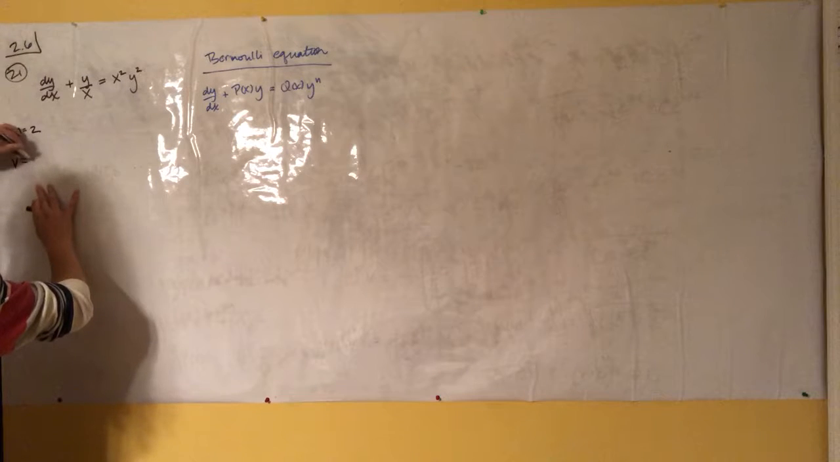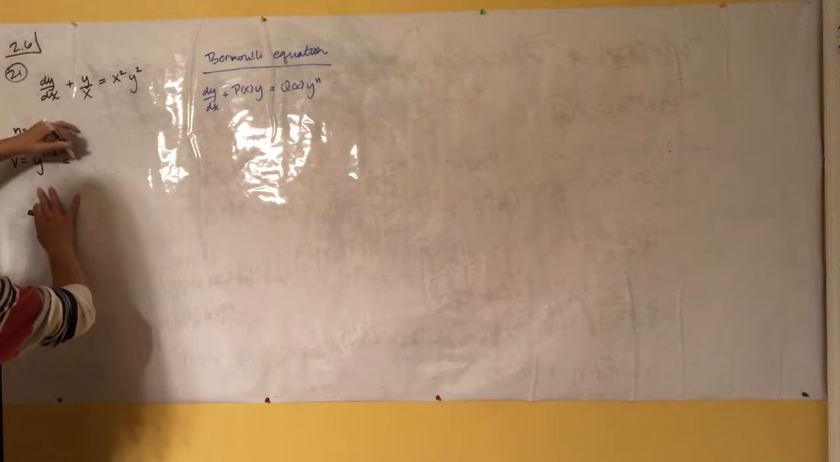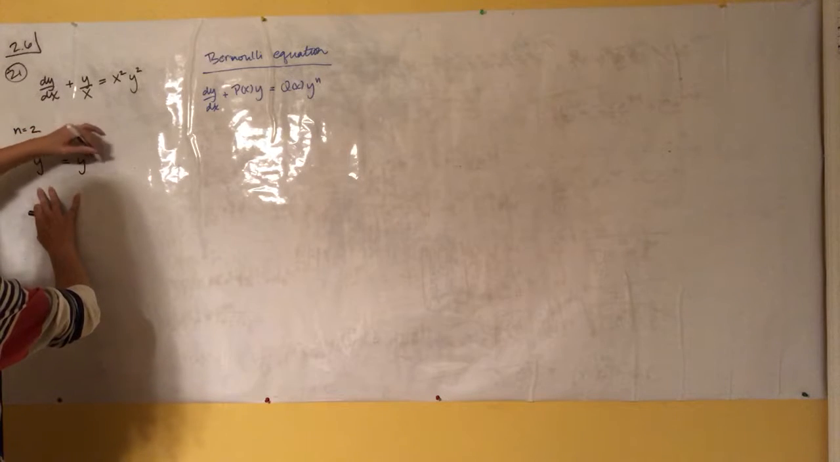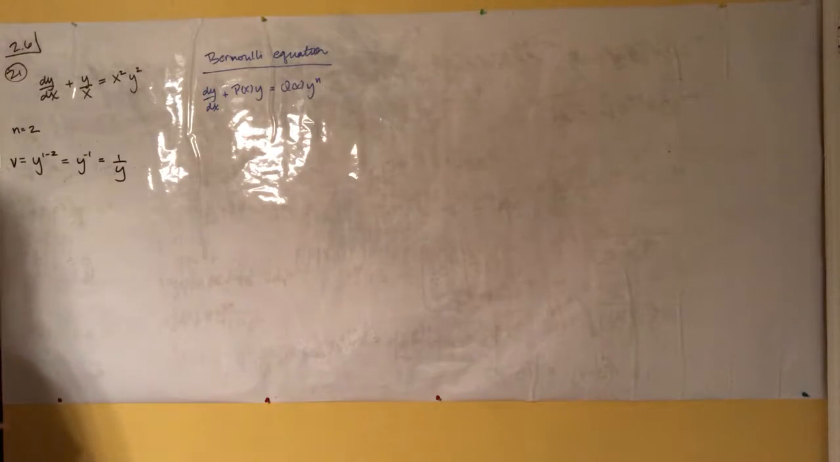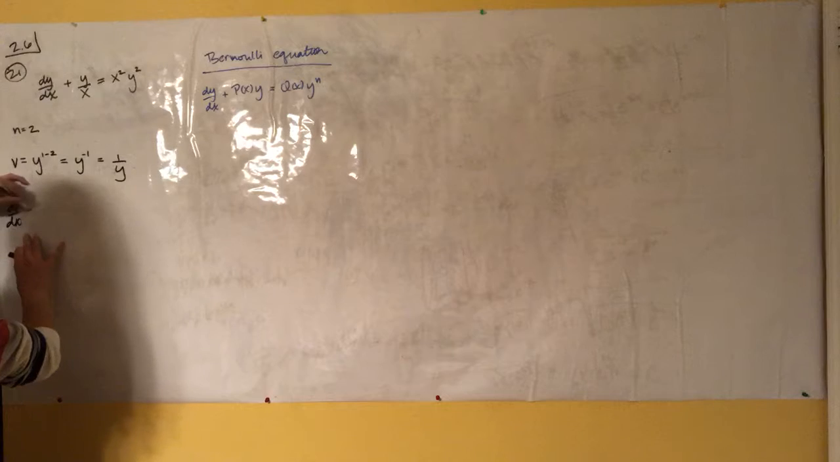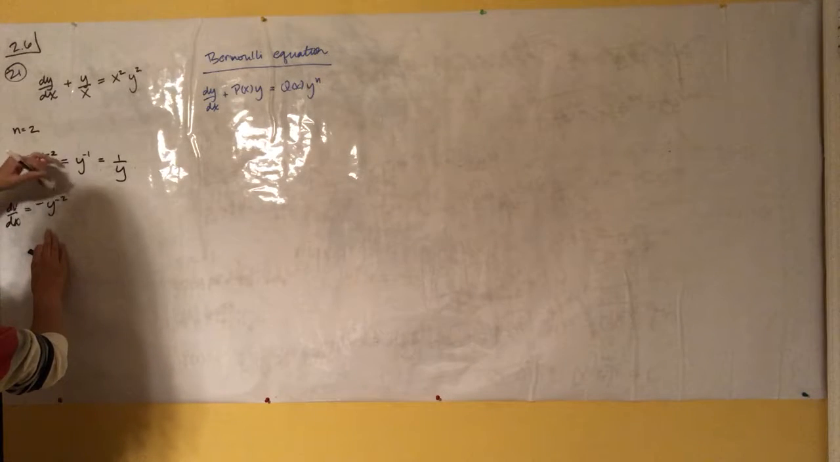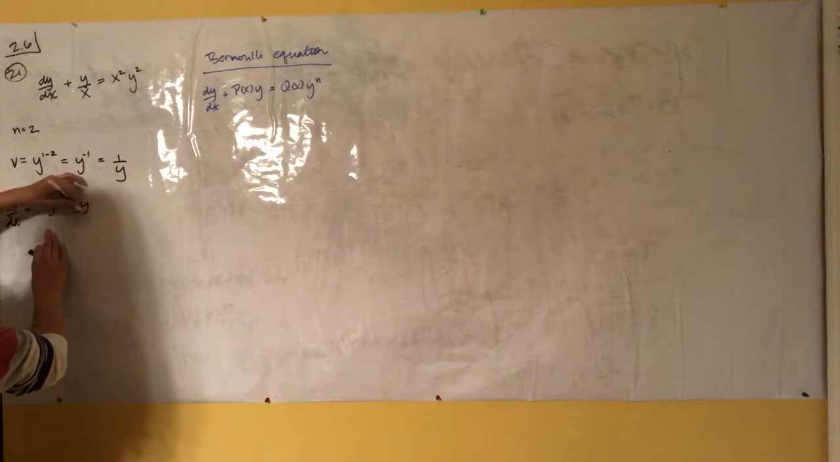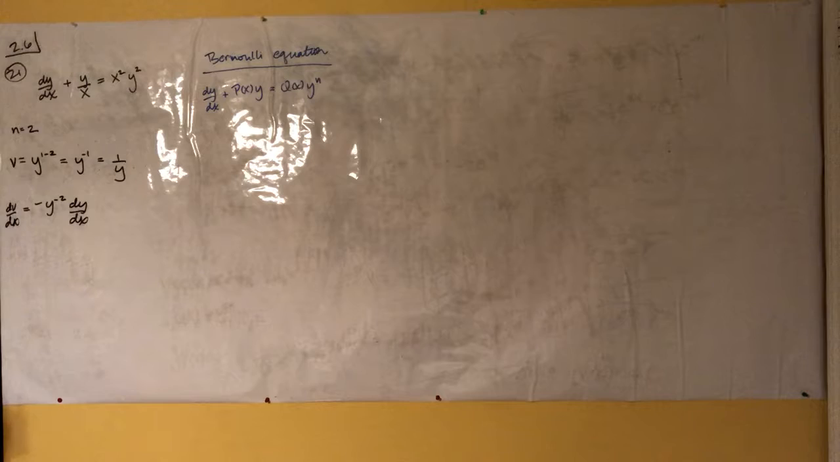So v is equal to y to the 1 minus n, which is 1 minus 2, so v equals y to the negative 1, or 1 over y. Okay, and then you want to take the derivative: dv/dx is equal to negative y to the negative 2 times dy/dx. And we're going to use this to substitute.